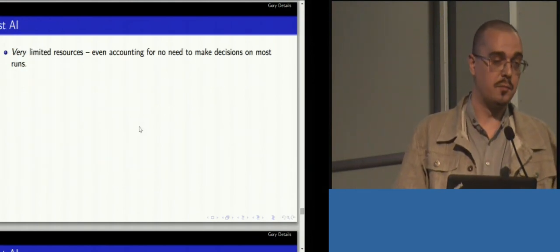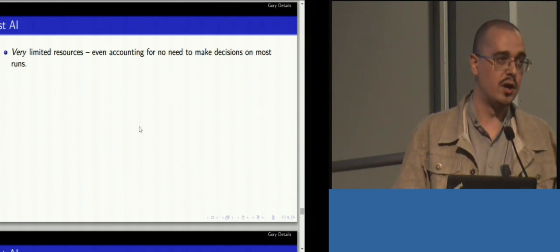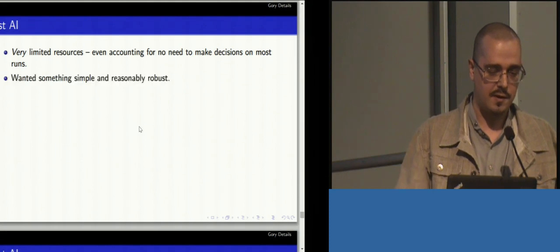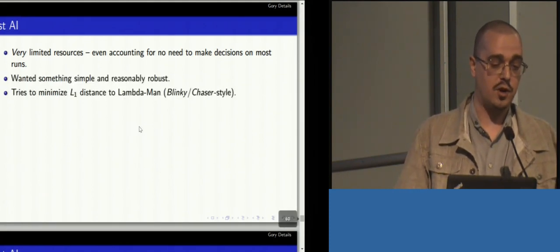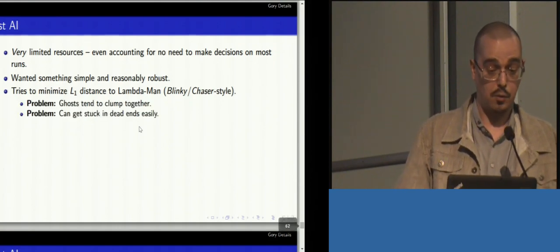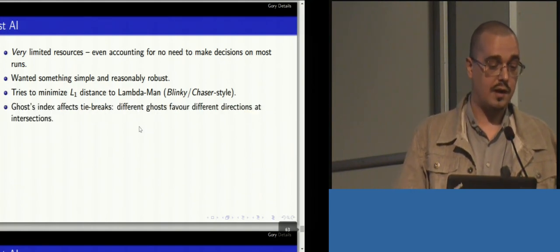Ghost AIs, well, they have very limited resources, and as I said, I turned out to be quite a Lisp fanatic, so I didn't really want to spend a lot of time on this part of the task. I wanted something really simple and reasonably robust, so my ghost is very simple. It tries to minimize the Manhattan distance to the lambda man, and there are a couple of problems with that approach. So my solutions were as follows.